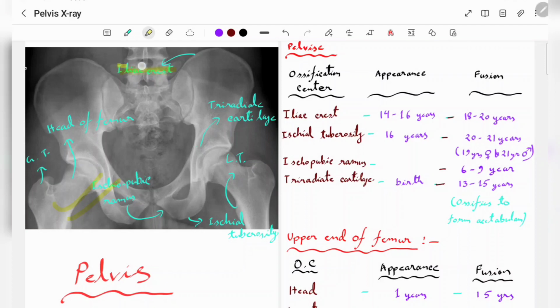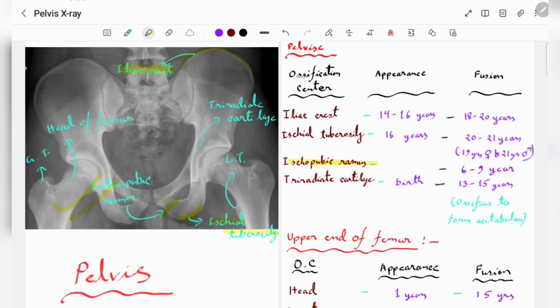At first, the iliac crest. Then is the ischial tuberosity. It is the ischial tuberosity. Then is the ischiopubic ramus. Here is the ischiopubic ramus, the joint between the ischium and pubis.